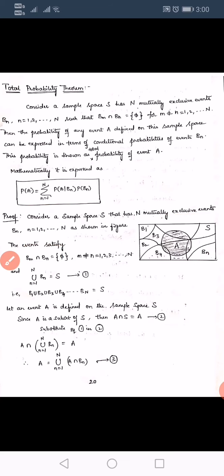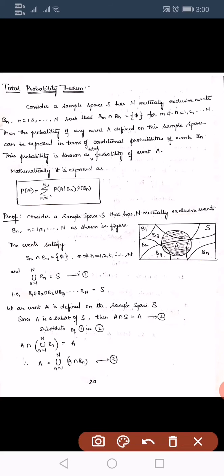And this sample space S contains how many events? N number of events. So we write the union of n equal to 1 to N, Bn, equal to the sample space. In this sample space, N number of events are present, so we write S equal to B1 union B2 union B3 union up to Bn.